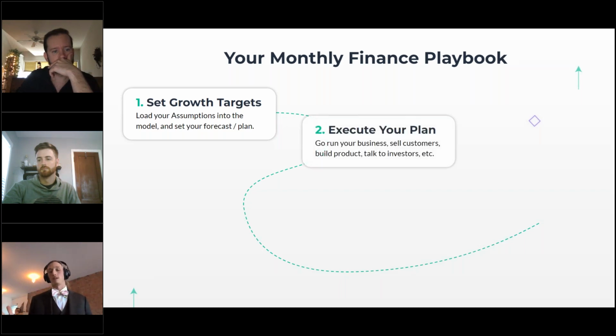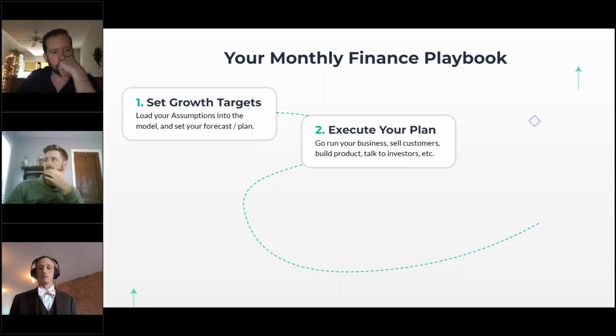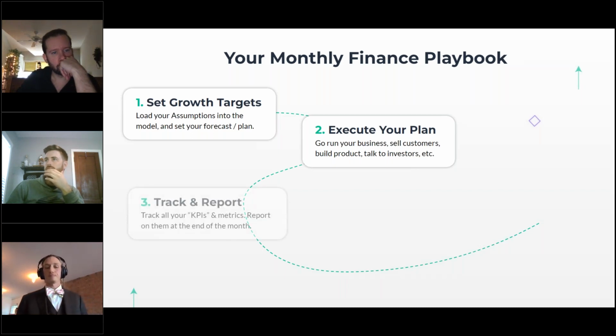Then you go execute. Maybe we set that up at the beginning of the year. We're saying, this is the plan for 2022. Now here it is, January 20th. We're executing the plan. We're just running the business, not looking at the model. We're selling to customers, building product, talking to investors, hiring people. Whatever we're doing, we're just running our business through the month.